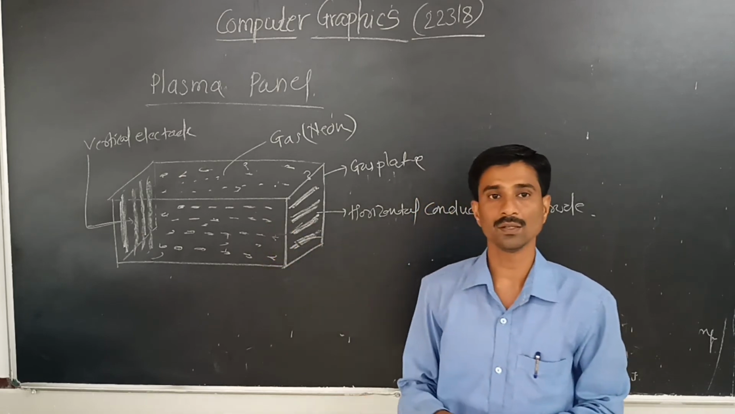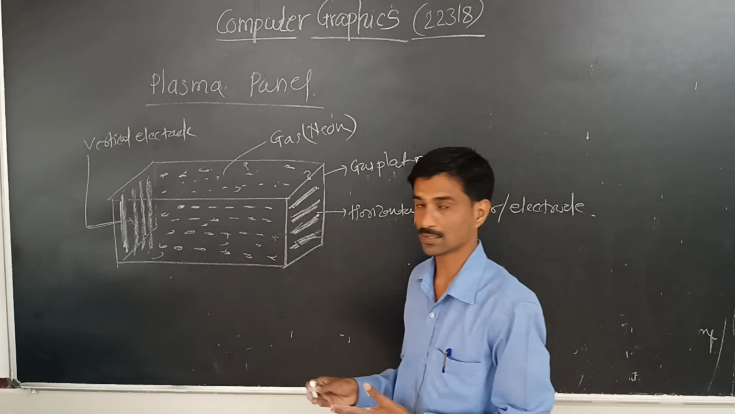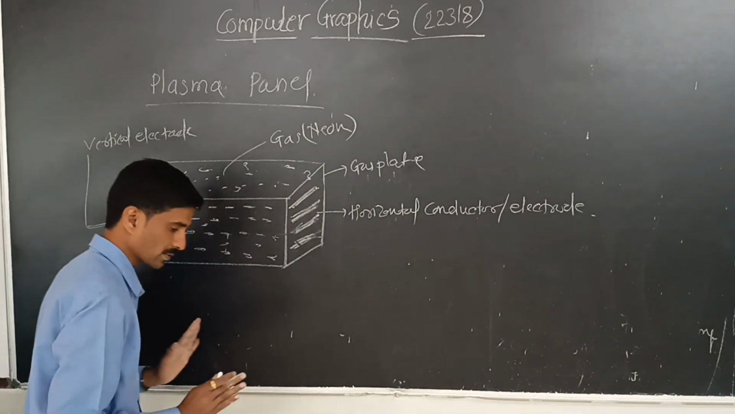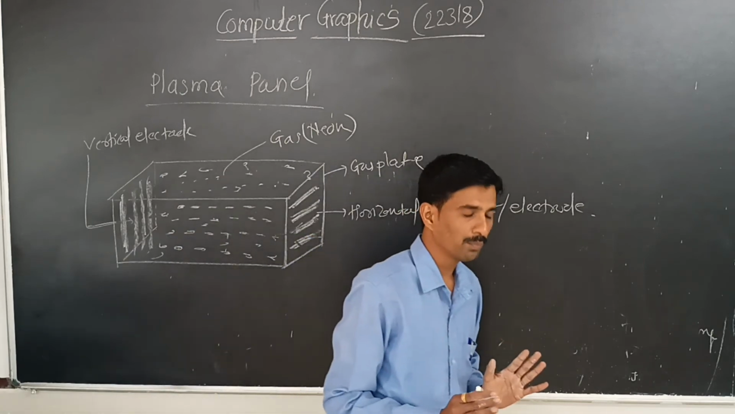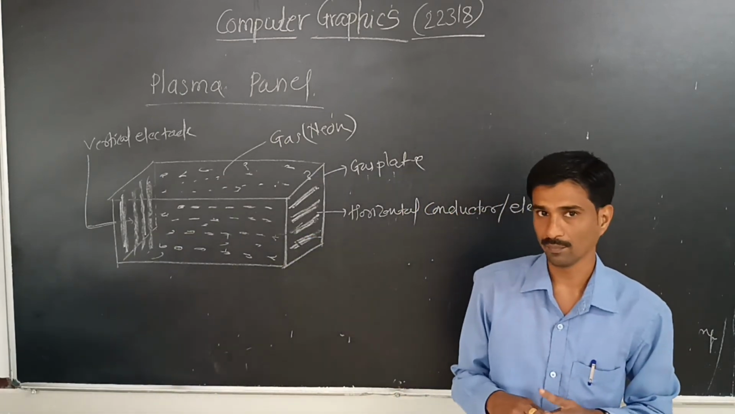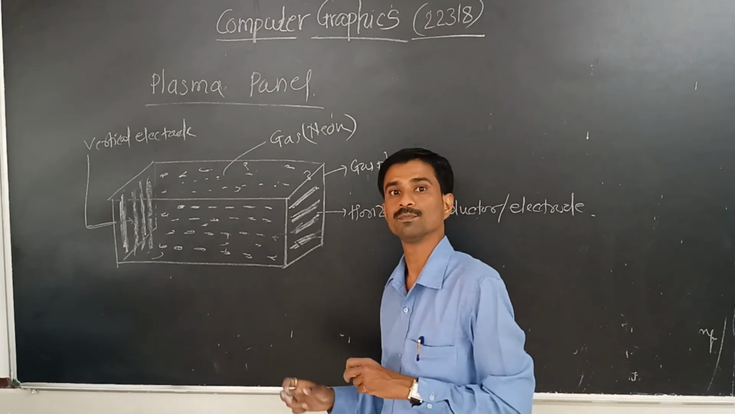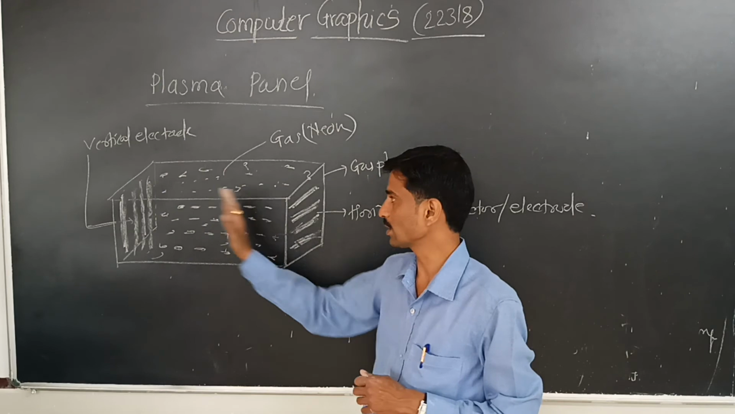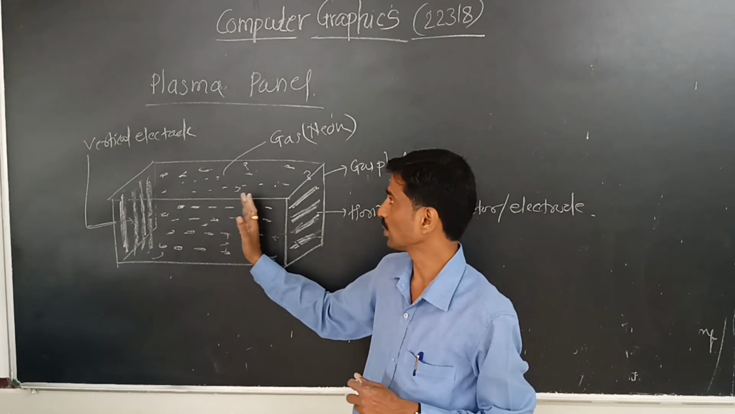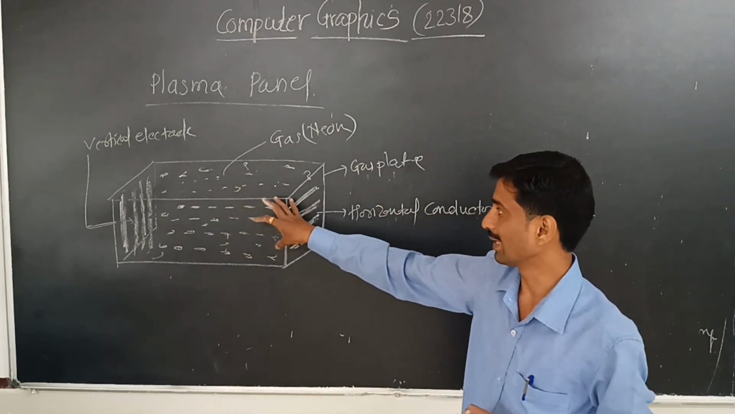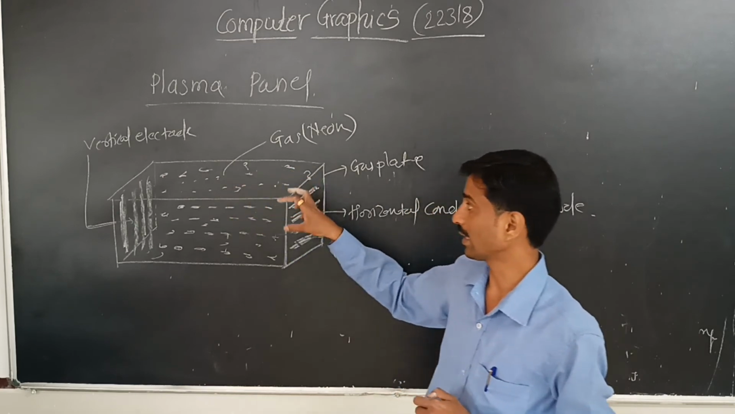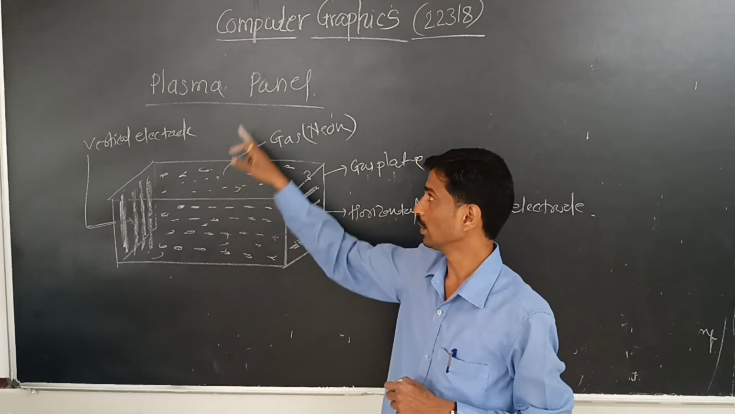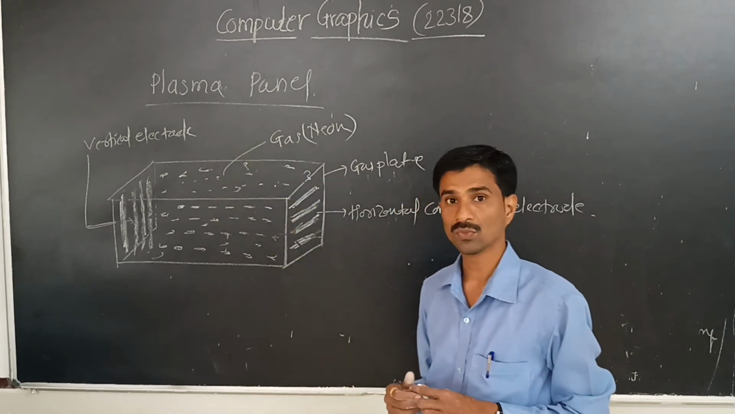The plasma panel is made up of two glass plates. These are the two glass plates, and in between these two glass plates, a mixture of gas is present. The gas which is used in the plasma panel is neon gas.